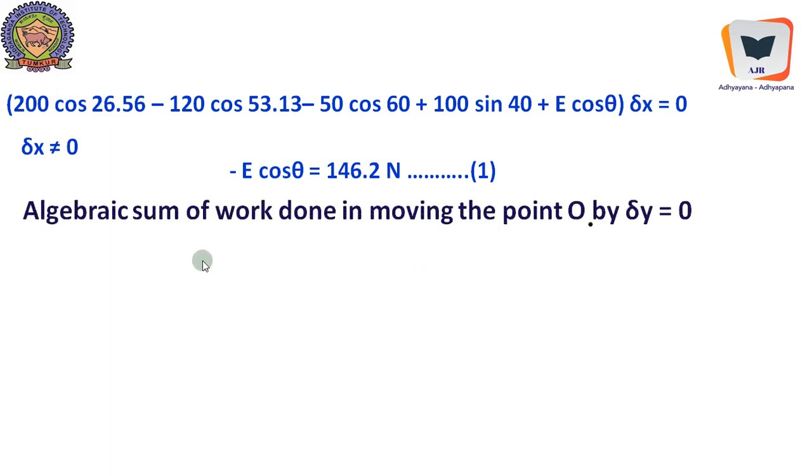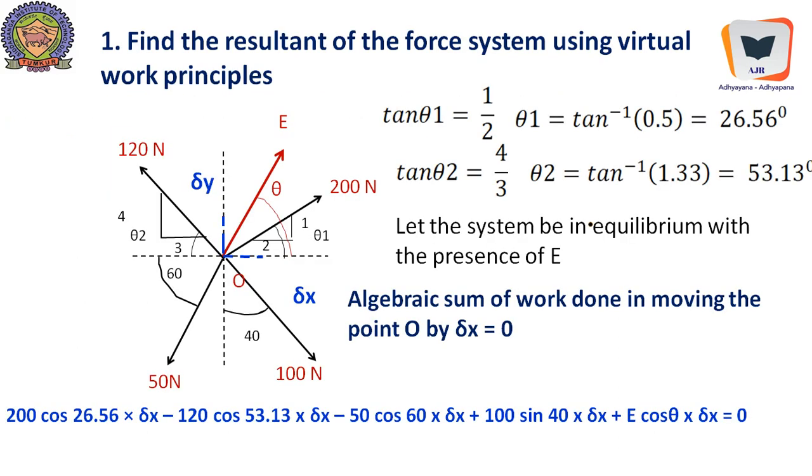So this is one. Now the algebraic sum of work done in moving the point O by del y equal to 0. Del y is going up and it is 200 cos. We will just quickly go through the figure before we write this.